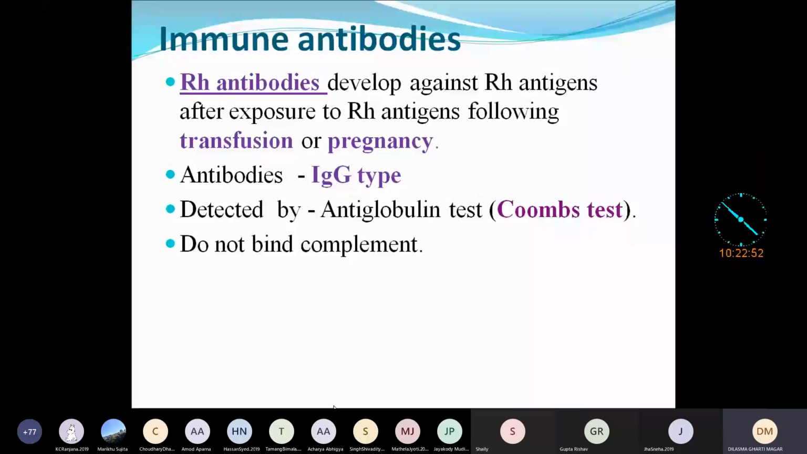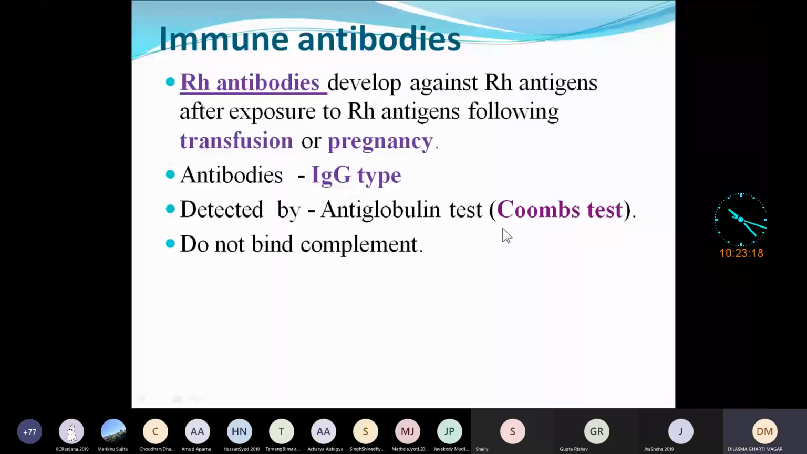Basically, Rh antibodies are developed. Sometimes, by mistake, Rh positive blood transfusion is done to an Rh negative person, and also in the case of an Rh negative mother when the baby is Rh positive. These antibodies are immunoglobulin G type, and we can detect them by the Coombs test, and they do not bind the complement system.